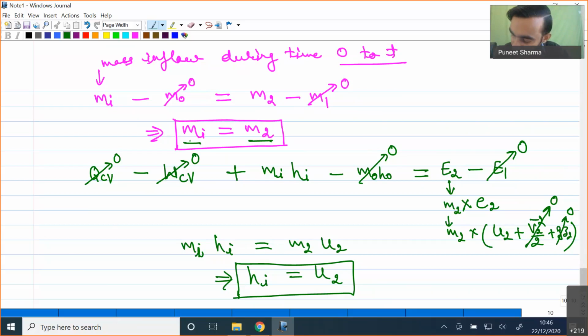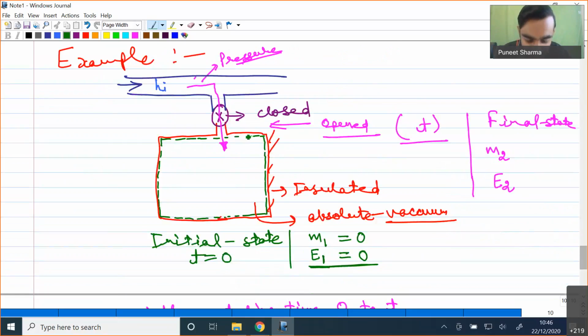Sir, what can we finally conclude from this? This is nothing but what I have done. I was having a very specific type of process for which I considered insulated boundary and initially an absolute vacuum. Some hypothetical conditions I have considered. And under these hypothetical conditions, I have tried to show you the application of transient mass and energy equation. This is a transient process for which I have explained the conditions of energy and how the mass and energy equations are applicable. So I have just demonstrated an example.